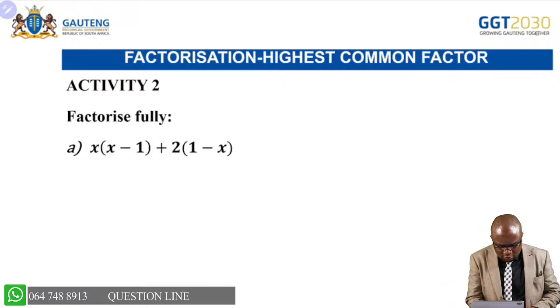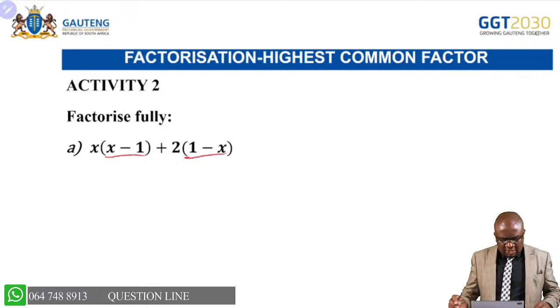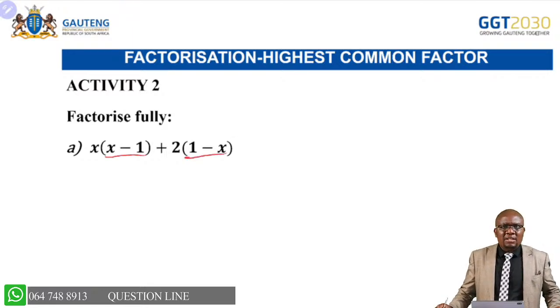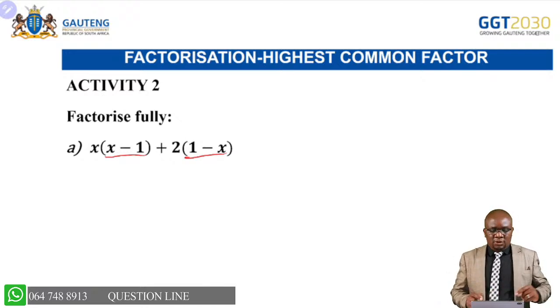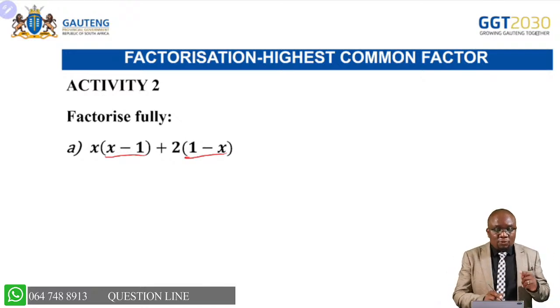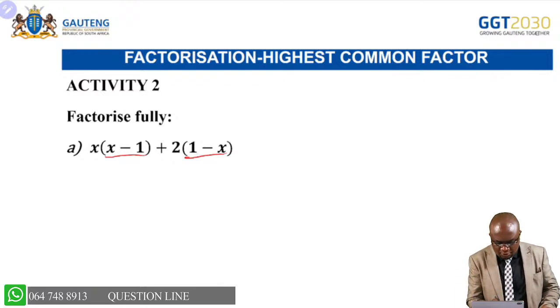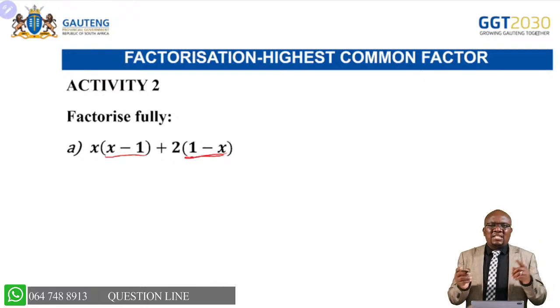Right, these brackets, they're almost the same: 1 minus x, x minus 1. Now, how do we make them the same? We swap them around, the 1 and x, and then we put the minus outside the bracket. So let's swap this one around. It becomes x minus 1.